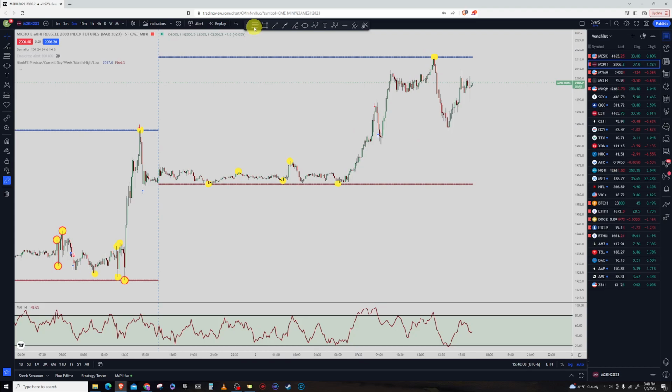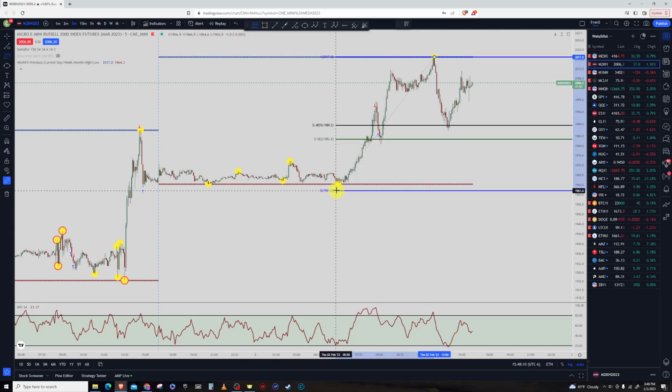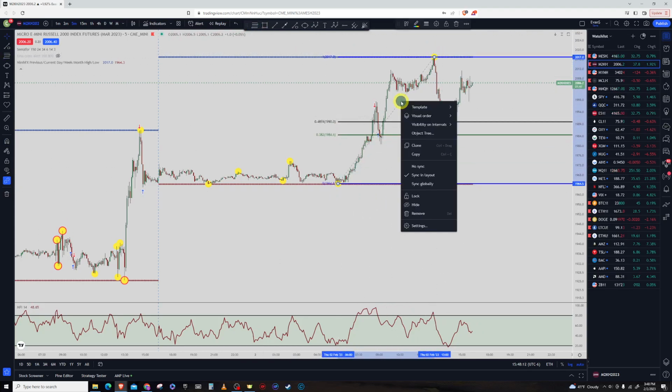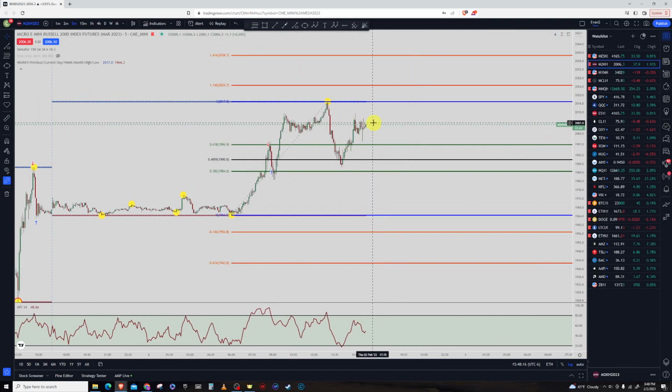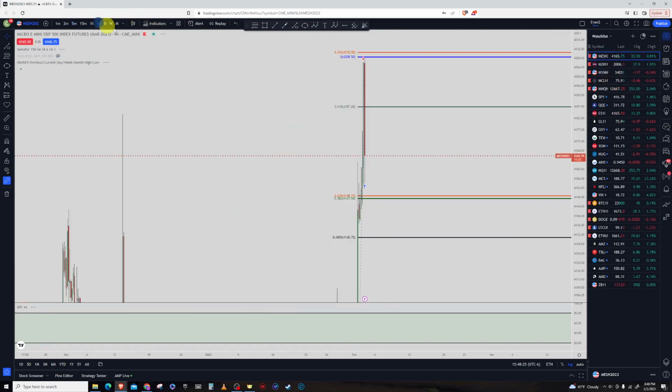Going into the Russell 2000, the markers that we're looking for tomorrow are right there and right there. We're looking to break out either way, going up to either 2024 or down to 1956.8. Oh, one thing I forgot to do is check the overbought oversold levels.